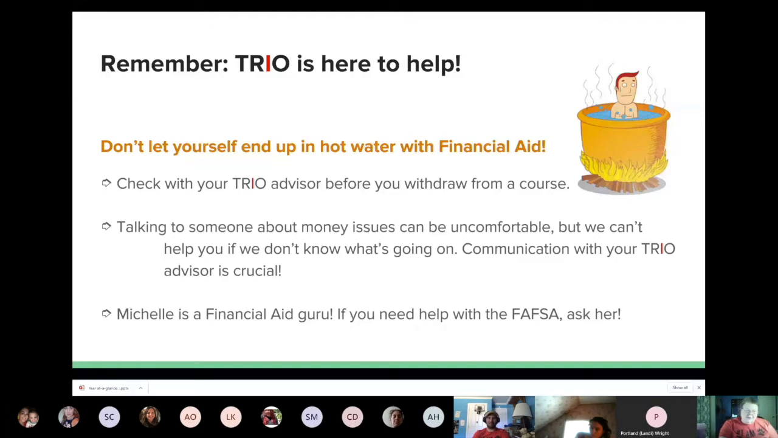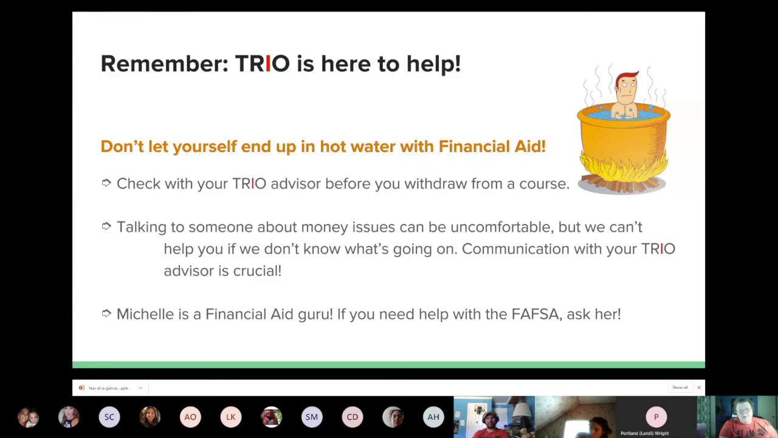And Landy loves putting this in. Michelle is the financial aid guru. If you need help with the FAFSA, ask her. And I'm happy to help with explaining the process, helping you to get connected with other resources. If you've gotten flagged for verification, that tends to be the one that presents the most challenge. That and forgetting your FSA ID username and password is the other thing.